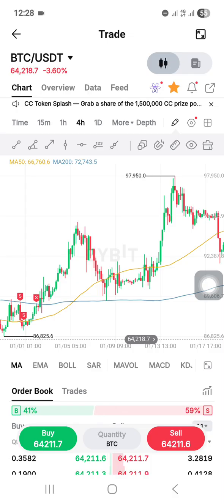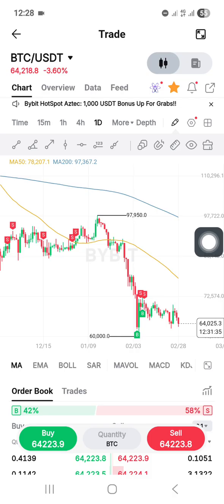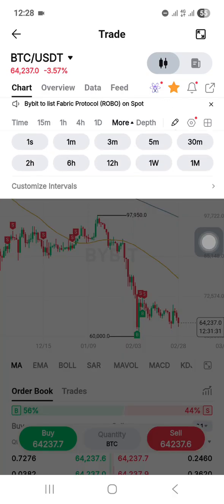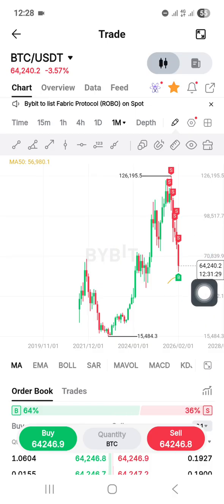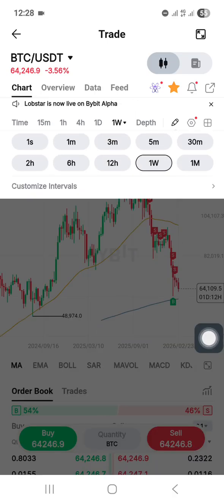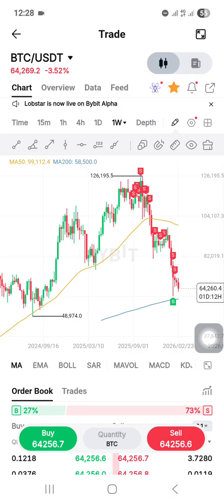Now, don't forget, since we're looking at a long-term perspective, our time frame should also be long-term. So we can't use 4 hours here. We have to use 1 day, 1 week, 2 weeks, or 1 month. Now I'm using 1 month. The chart is not visible in 1 month, so let's use 1 week and see what it looks like.